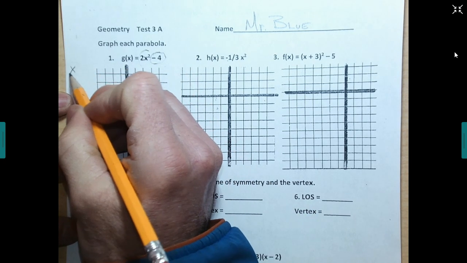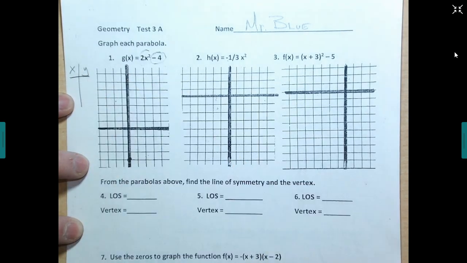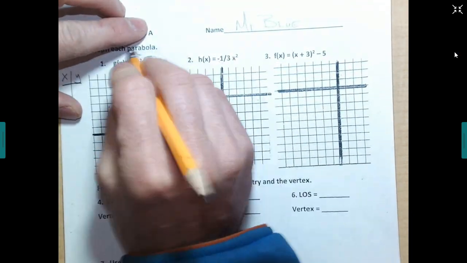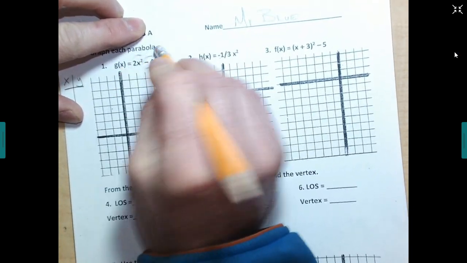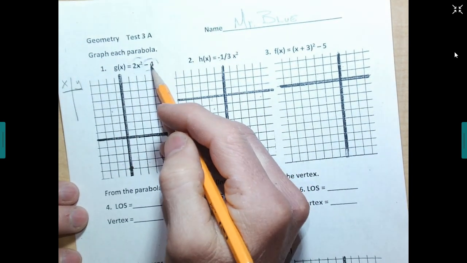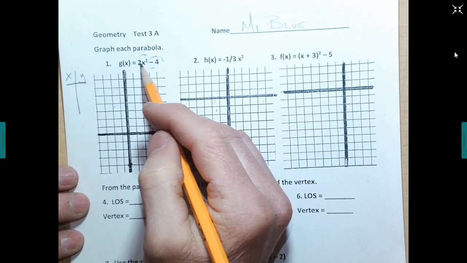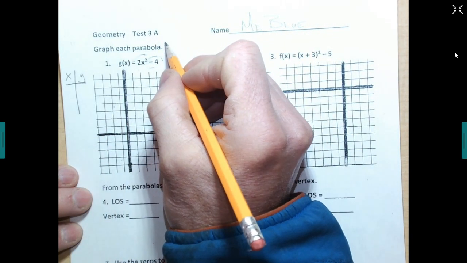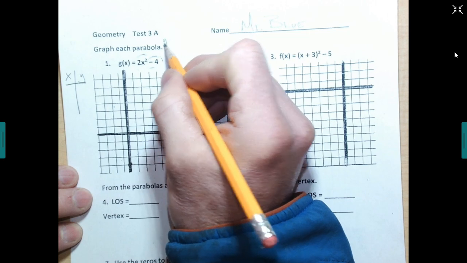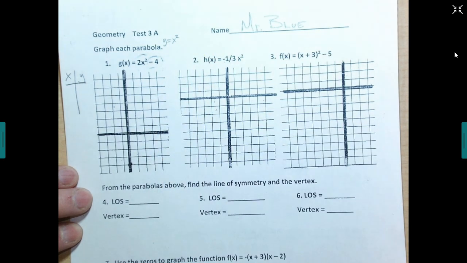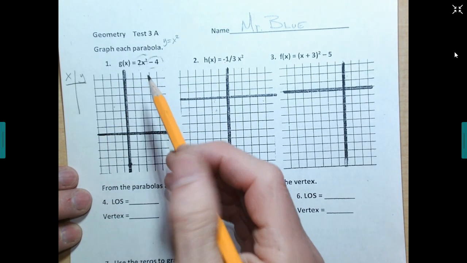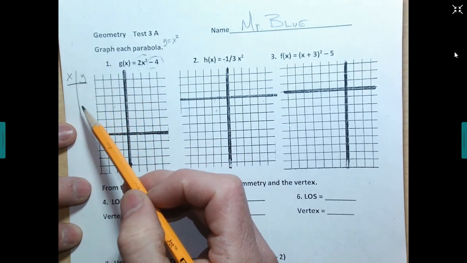And I will write a table to plot my points, but I know that since it's 2x squared, I dealt with my -4. Since it's 2x squared, what is this compared to my parent function? Don't forget your parent function is y equals x squared, or f of x equals x squared. So how does this react to it? Well, it's a vertical stretch of 2. But I am going to go ahead and sketch it all out and see how it goes.